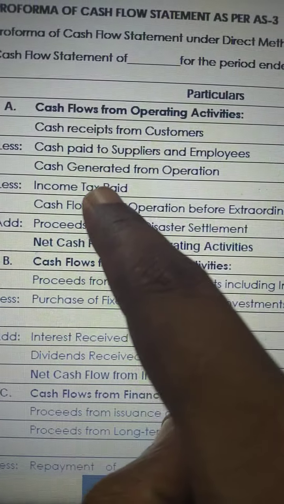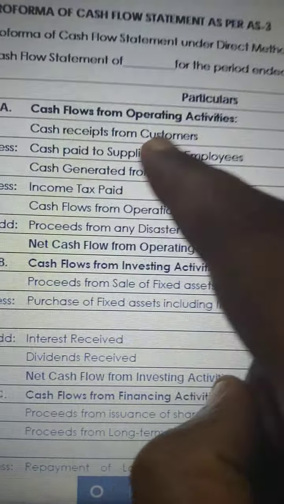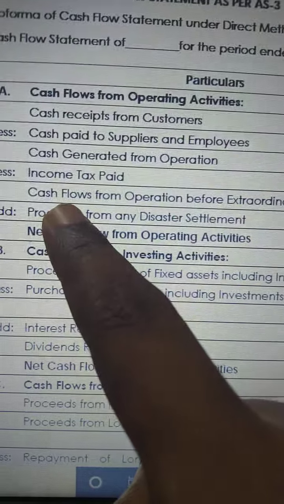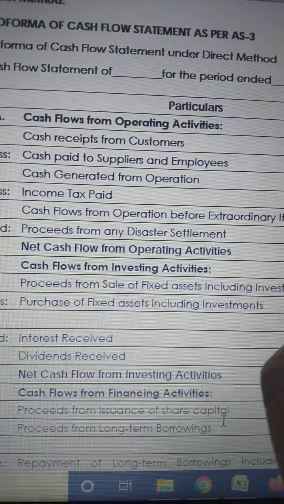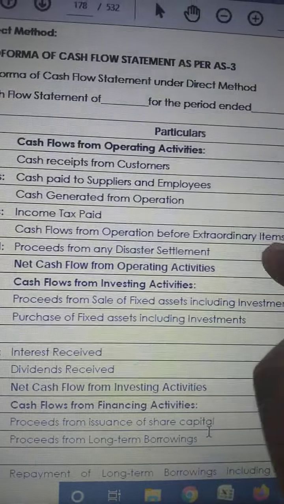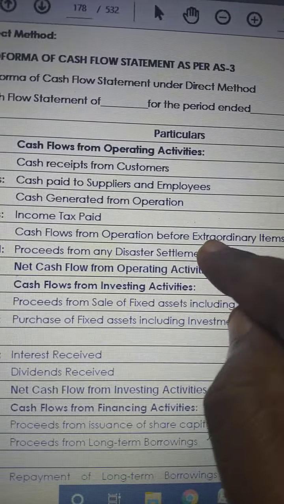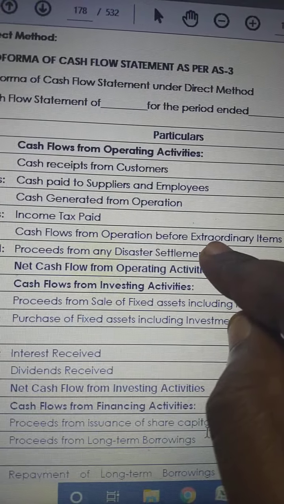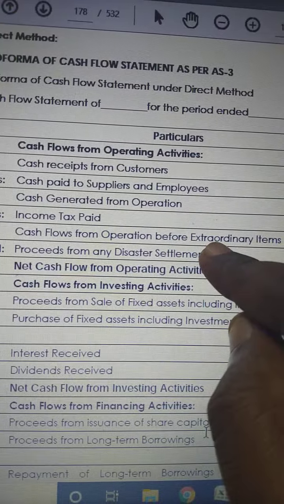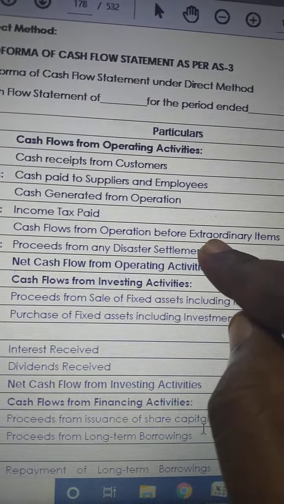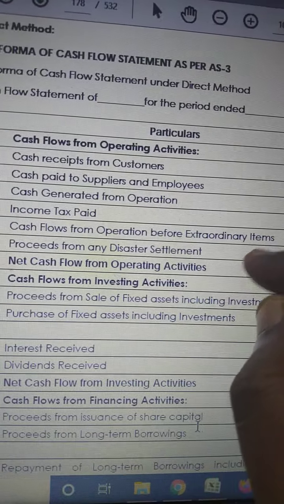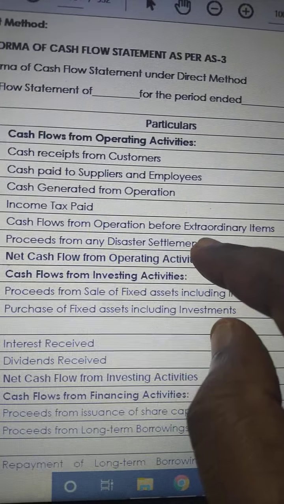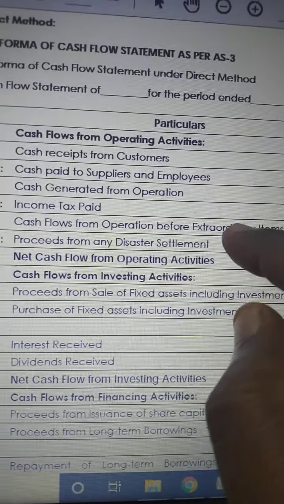Then minus income tax paid for the purpose of operational activity. Then I will get the net cash flow from operations before extraordinary item. What is this extraordinary item? Extraordinary item means abnormal or non-recurring in nature, and also not directly related to our business. For example, government grants received, government grants paid, refund of government grants. All these things are extraordinary items.